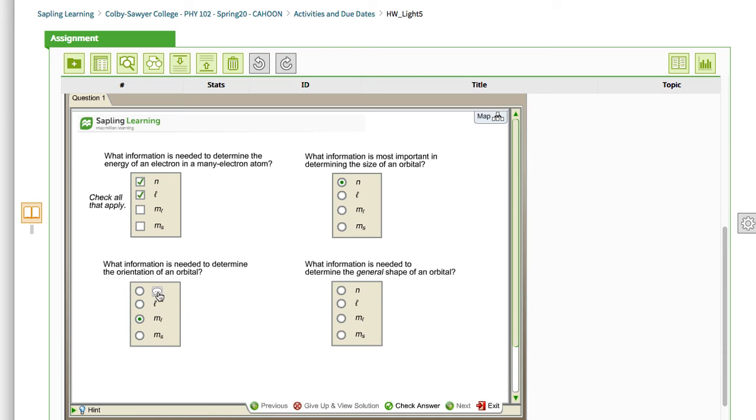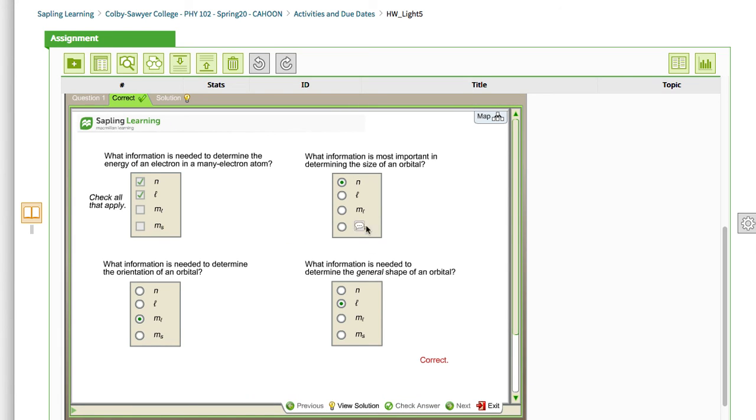Recapping so far, n tells you the overall size and basic linear kinetic energy. L tells you how much rotational kinetic energy it has, or how much angular momentum it has, and it also describes the shape. But there are multiple ways to orient that shape of orbital, and that's determined by m sub L. And the general shape is determined by L.